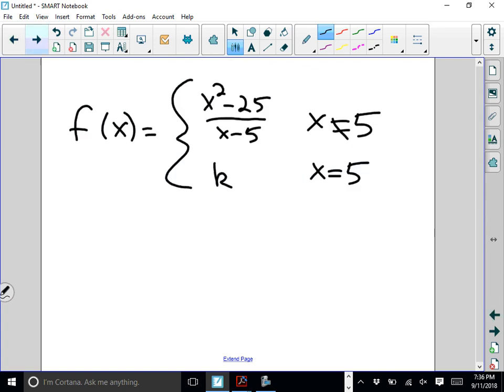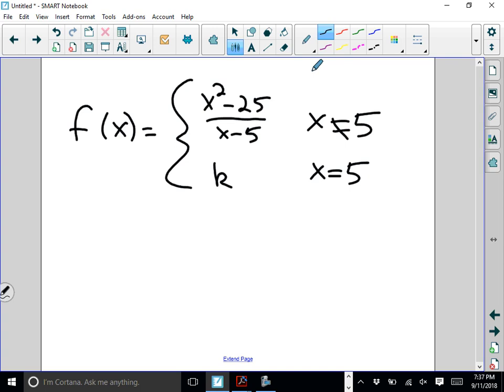Here we see that f of x equals x squared minus 25 over x minus 5 for all values of x except x cannot equal 5. Sometimes students get a little bit confused about this notation, that x does not equal 5. That means for any other number, 4, 6, 100, negative 30, we use the function x squared minus 25 over x minus 5. The only place that we do not use that top function is at the value of 5. When x actually equals 5, we use k.